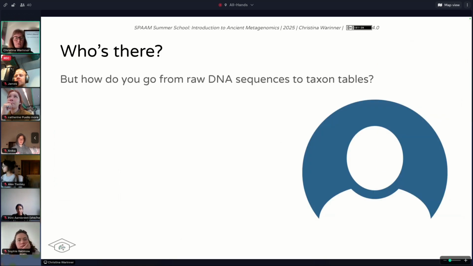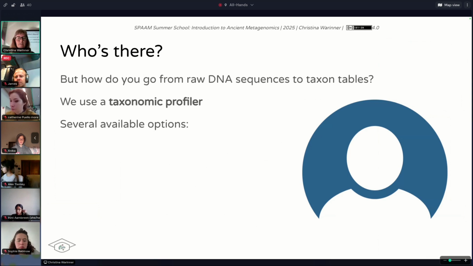So let's dig into a bit more of who's there. How do you go from your raw DNA sequences to your taxon tables? So typically what we do is we start with something called a taxonomic profiler, and there's many different kinds. You have many different available options that have different strengths and weaknesses. There are two main flavors of taxonomic profilers.